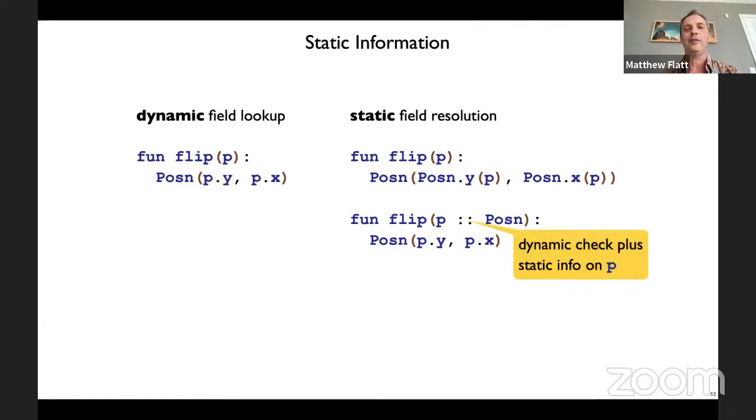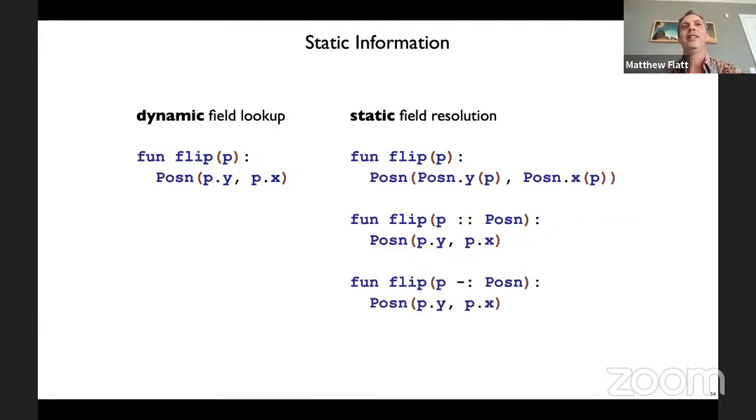So that double colon there is doing two things. It's a dynamic check to make sure it's a posin, but also it's associating some static information with P. So every use we know that is specifically a posin. Now this is starting to look like gradual typing, and yes, indeed it is a form of gradual typing. Unfortunately, we know there's a lot of complications there.